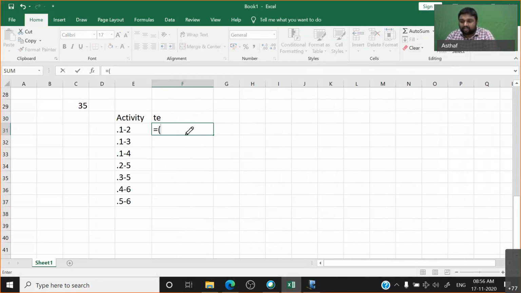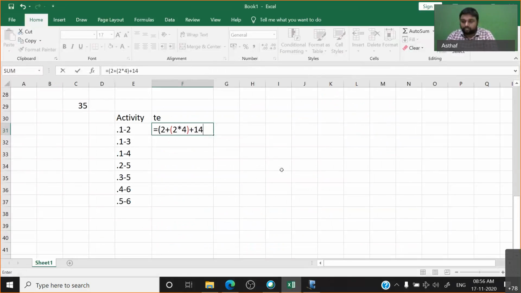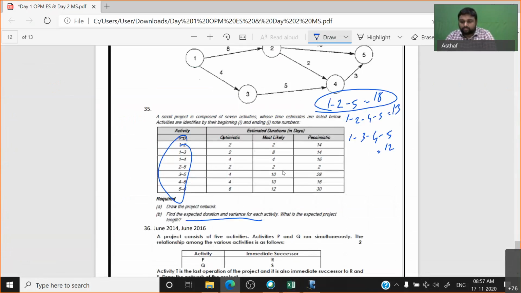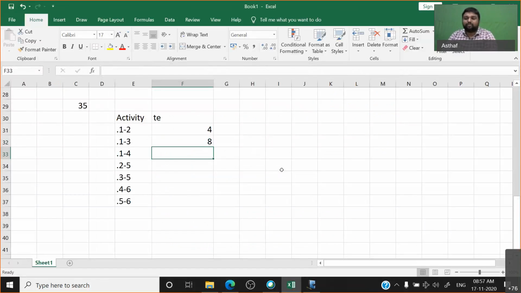So we can start. You will have 2 plus 4 into 4 plus 14, this whole divided by 6. This is what we have. Next is what? 2 plus 8 into 4 plus 14, divided by 6. Like this we have to find.